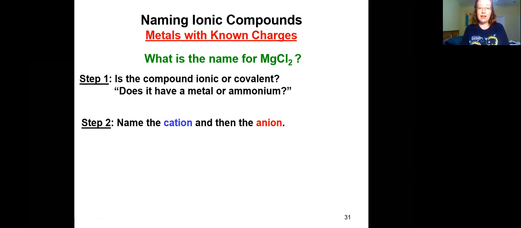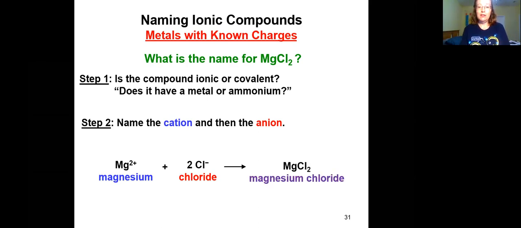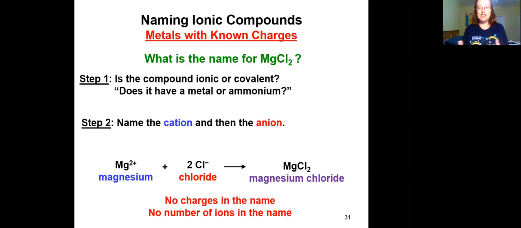Then we're going to name the cation and the anion. Mg is magnesium. Chlorine becomes chloride. Magnesium and chloride, magnesium chloride. There's no charges in the name. There's nowhere where I say magnesium 2, chloride 1. And there's no number of ions in the name.